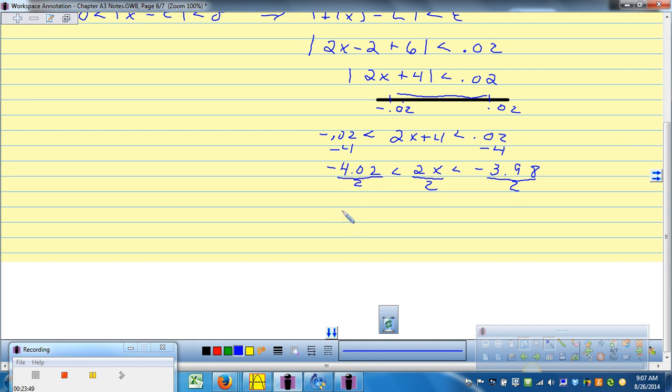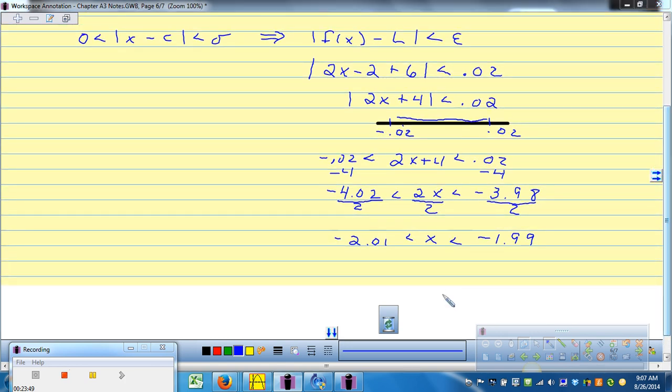And we get negative 2.01 is less than x is less than negative 1.99. All right, so those are the boundaries for our x that we can use now to help us calculate our delta. And if you recall, we have a delta on the right and a delta on the left, so that's why we're going to do two different calculations to find our delta and then make our decision.